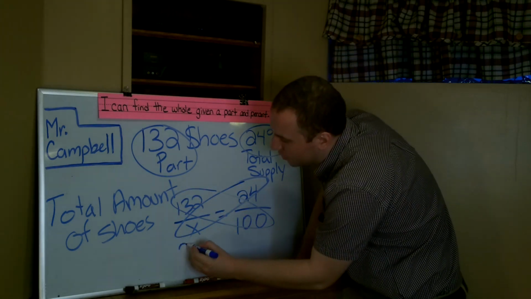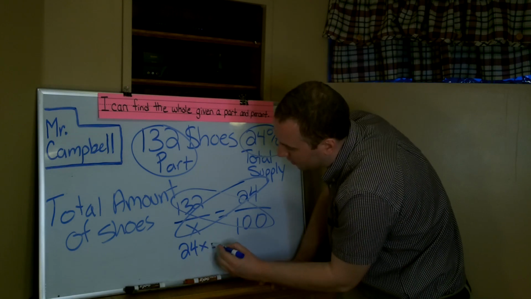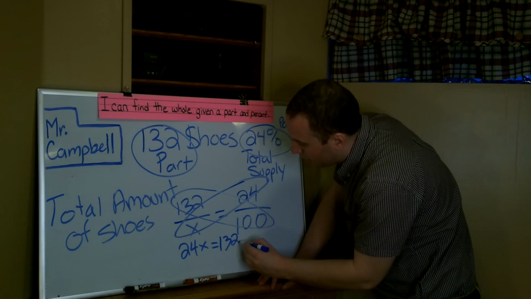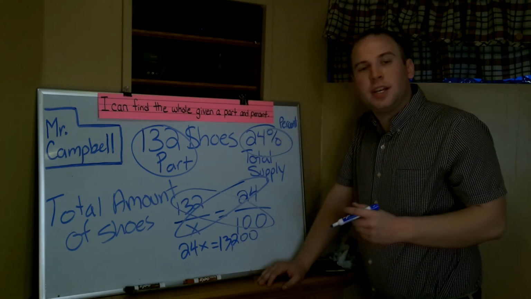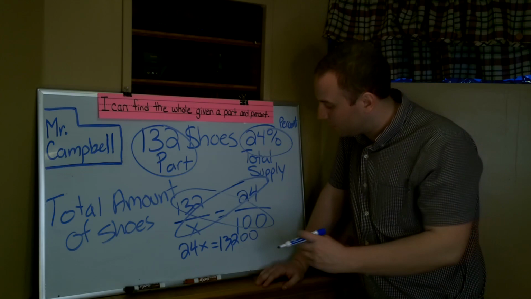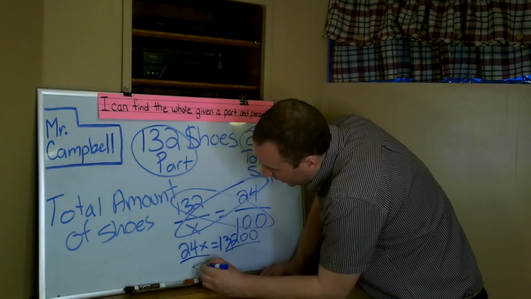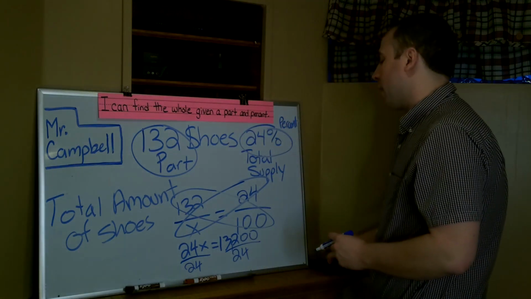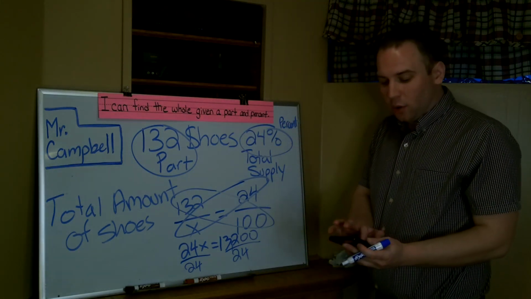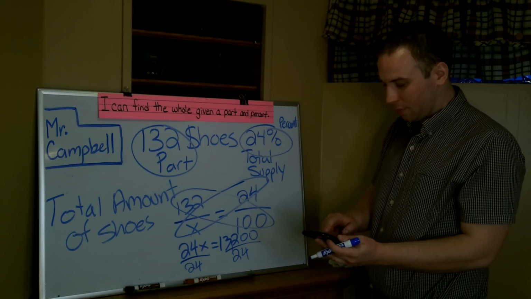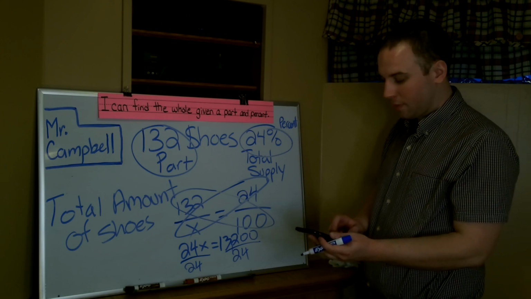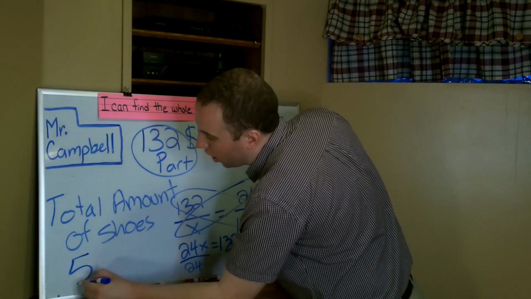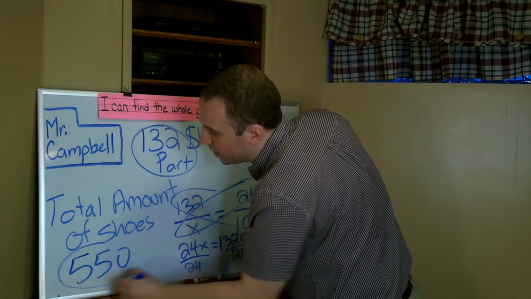24 times x will give me 24x. 132 times 100 will give me 13,200. The next step is to divide both sides by 24. And in doing so, that will give us the total amount of shoes in the store to be 550 shoes.